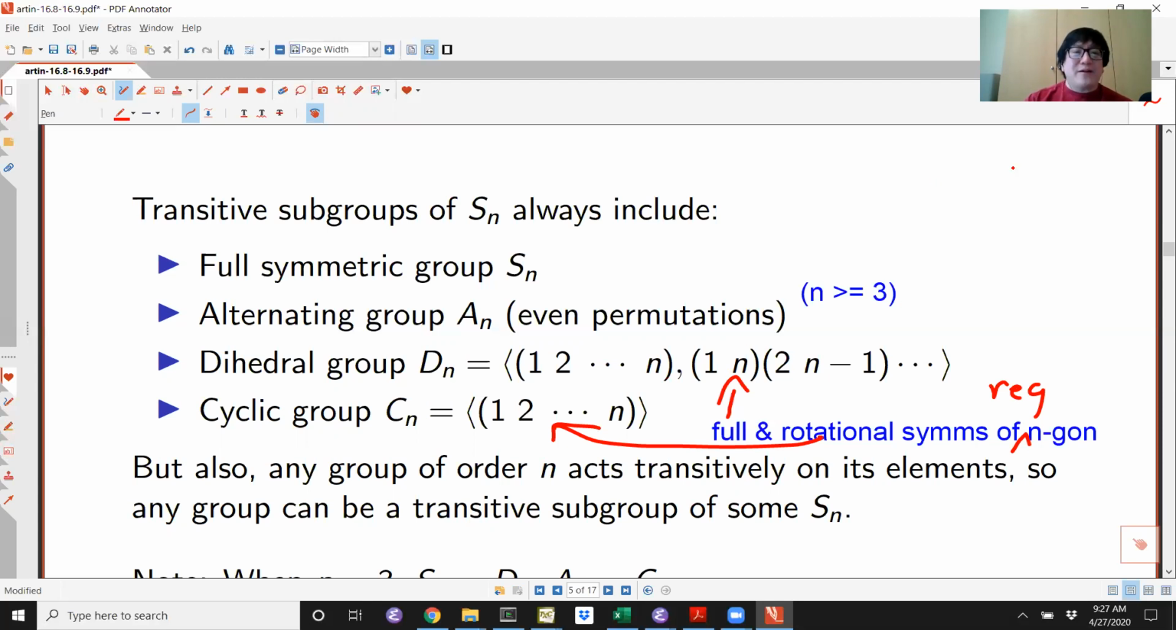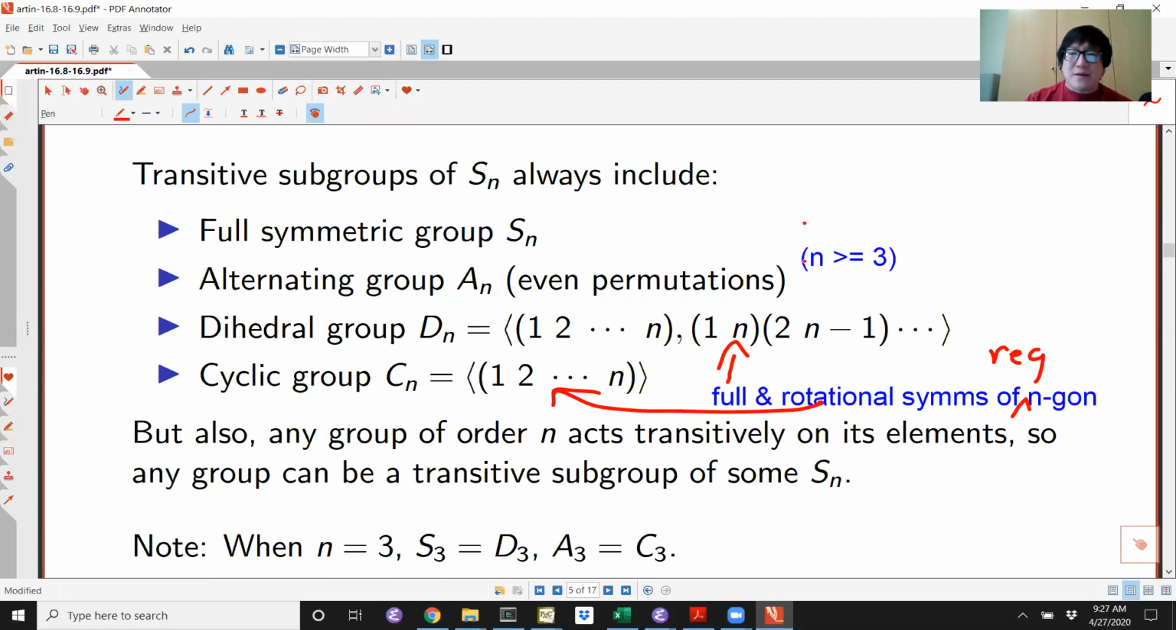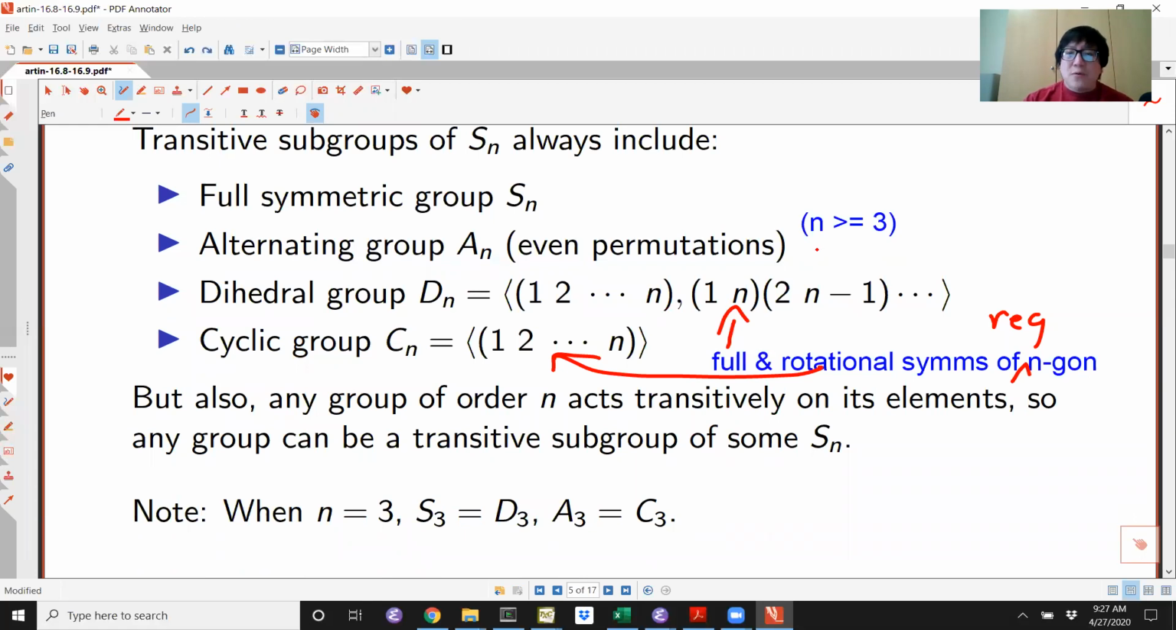When I mentioned earlier that at some point this becomes hopeless, it is also true that any group of order n acts transitively on its elements. That's like Cayley's theorem: any group is a set of symmetries of its Cayley graph, and so any group is isomorphic to a transitive subgroup of some Sn. So as you can imagine, as n gets big enough, trying to have a list of suspects and eliminating suspects is totally hopeless. But it does work for n equals 3, 4, and 5, the sort of thing you see in a course.